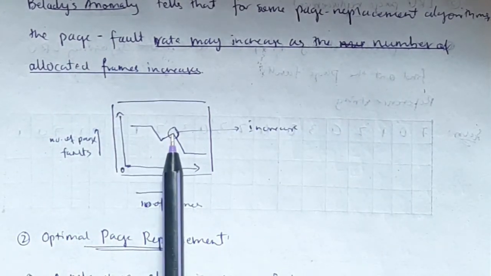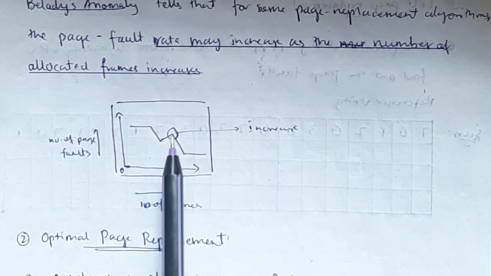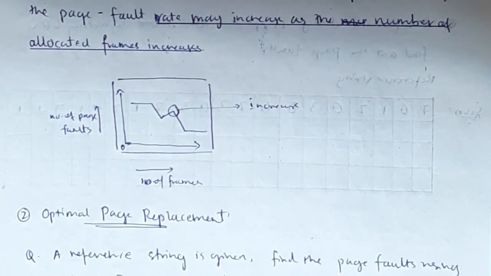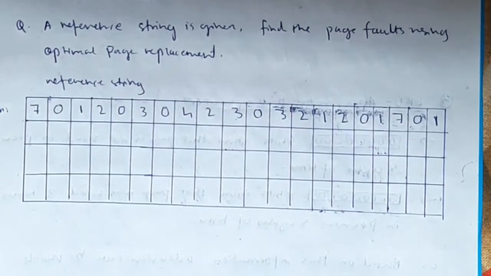That's the anomaly noted in the FIFO algorithm. Okay, so to overcome this, we'll be using the optimal page replacement algorithm. Let's see how to do that.